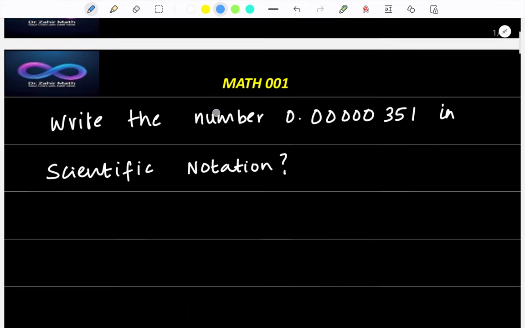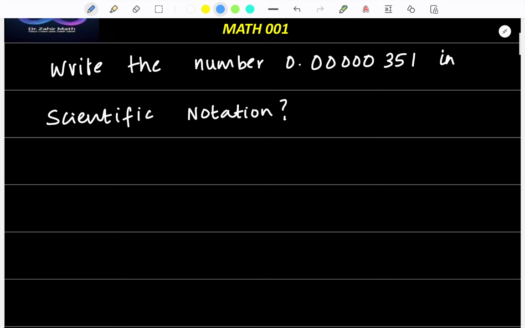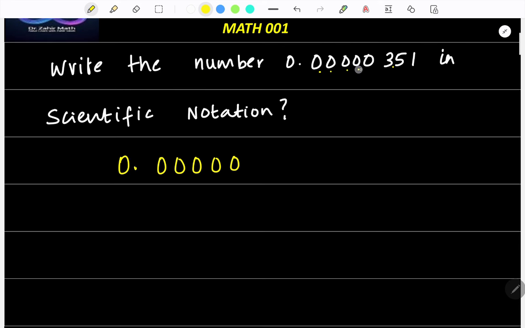Let's go to the first question. Write the number 0.0000351 in scientific notation. Scientific notation means you have to keep one digit before the decimal point. 0.00000, how many zeros? 1, 2, 3, 4, 5, then 351. So I need to bring the point to exactly one number before the decimal.